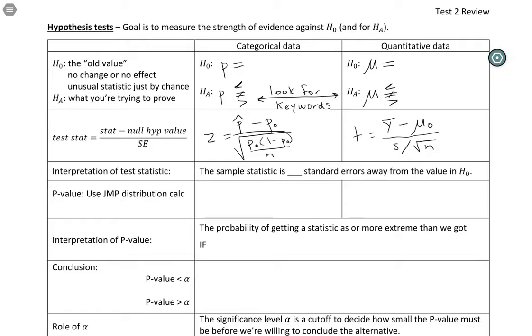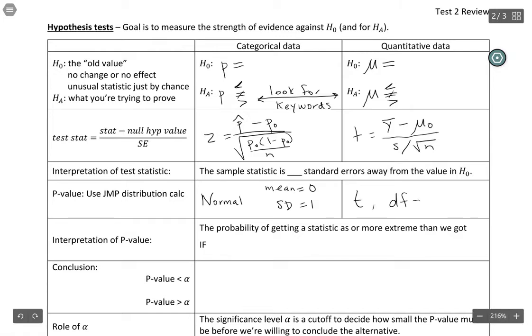Okay, once you have your test statistic, you can use that to calculate a p-value. So we're going to use distribution calculators for this. If you have categorical data, you're going to use the normal distribution. And the defaults are already right. It's the mean of 0 and a standard deviation of 1. So you don't actually have to fill that in because that's the default. For quantitative data, you're going to use a t-distribution. Here you do have to change something because you have to put in the degrees of freedom. So that's going to be n-1.